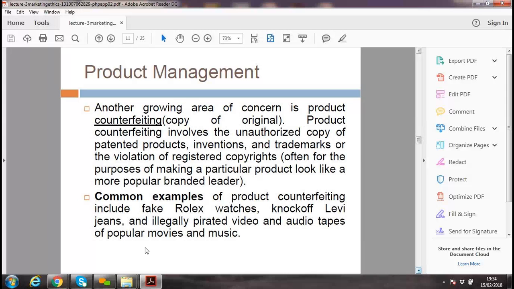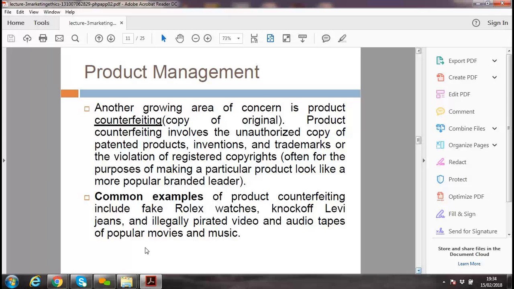Product management: another growing area of concern is product counterfeiting, a copy of the original. Product counterfeiting involves the unauthorized copy of a patented product. Can we do it? We can't, because it's against moral and ethical standards. What is happening in the real world? Yes, we have a lot of CD copies. But there is still a lot of discussion going around.